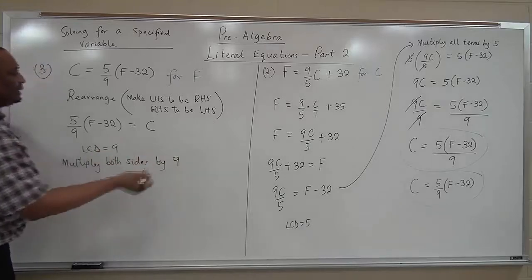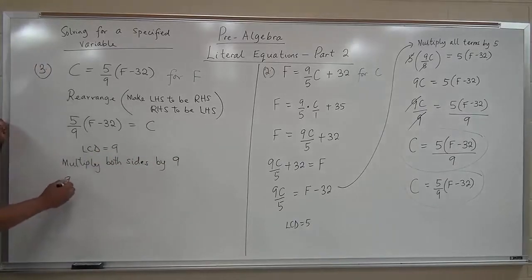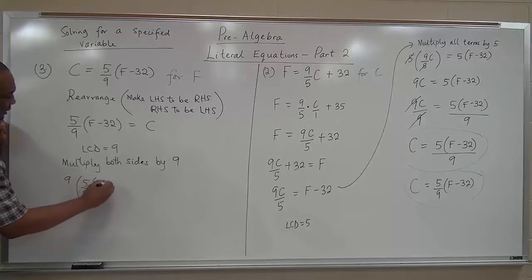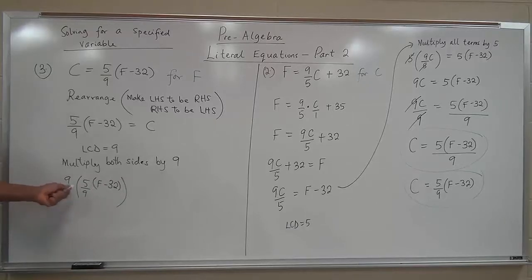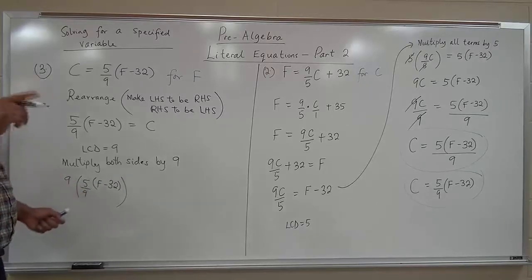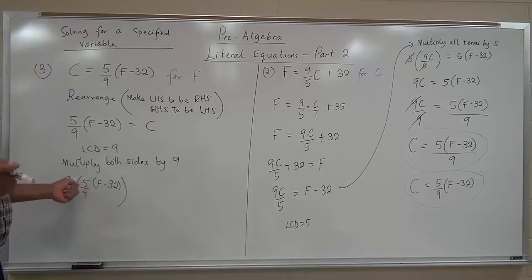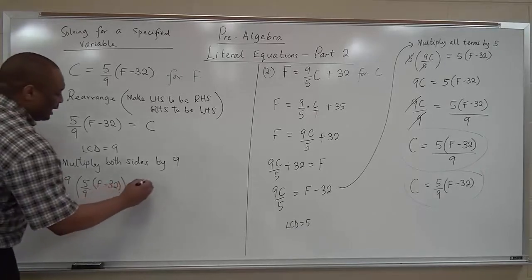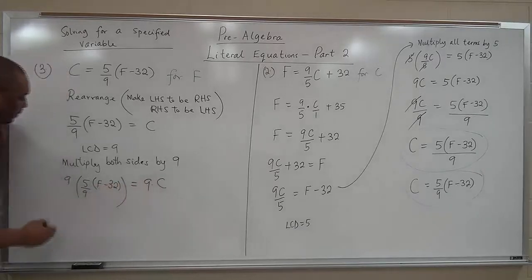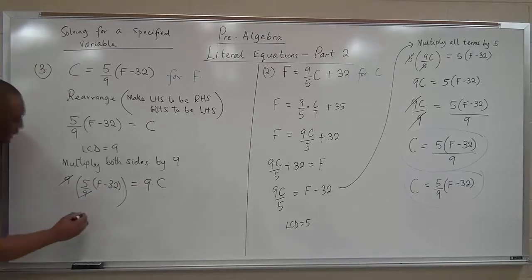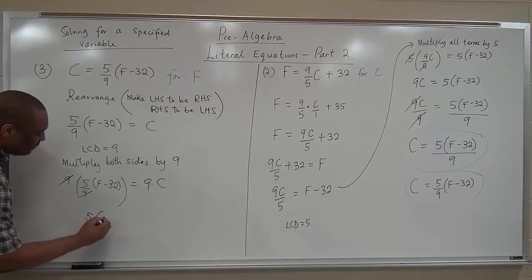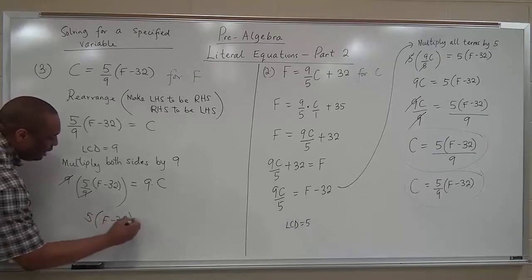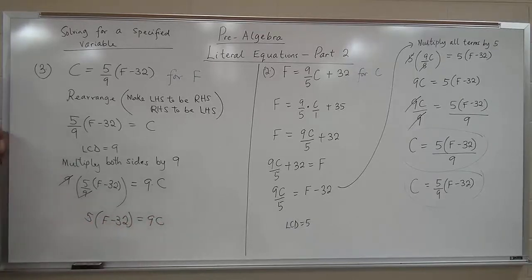I'm just writing it out. So this will be 9 times 5 over 9 times f minus 32. You can write it like this, or you can just put 9 times the dot product. It doesn't matter. Equal to 9 times c. So 9 cancels 9, 9 divided by 9 is 1. So this is 5 times f minus 32 equal to 9c.